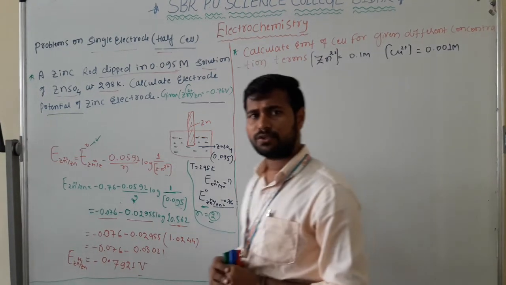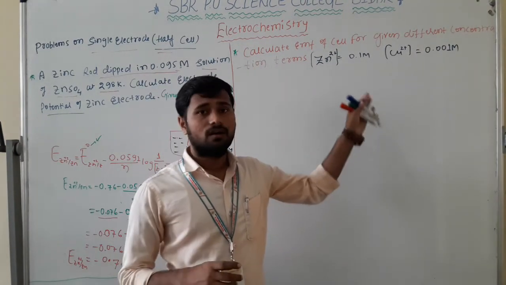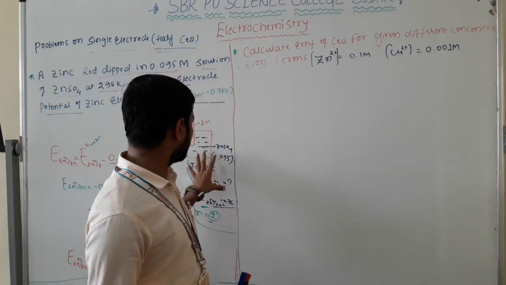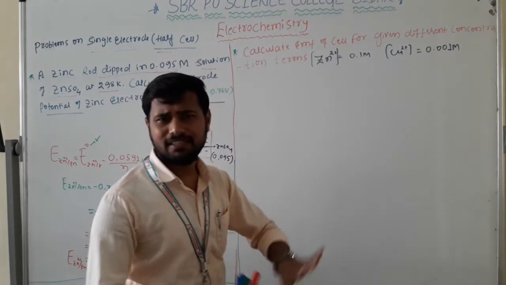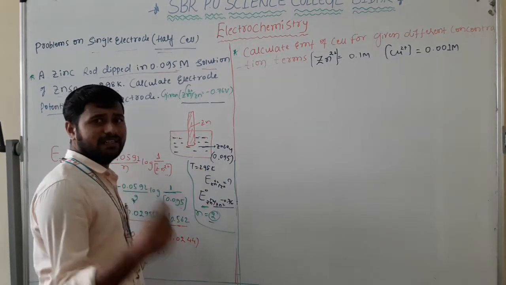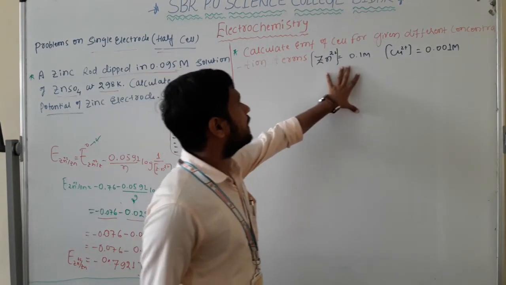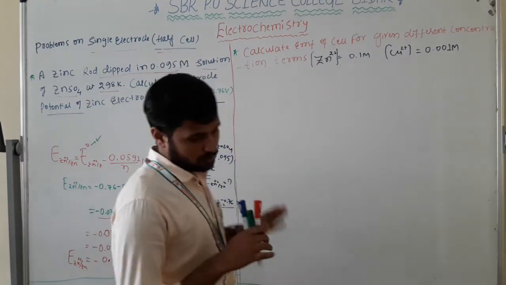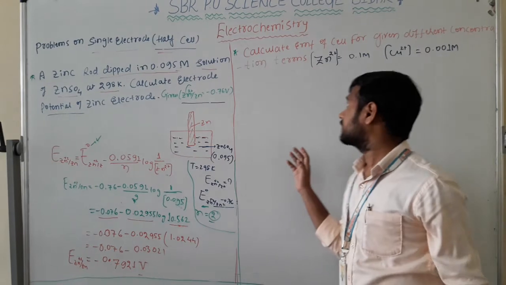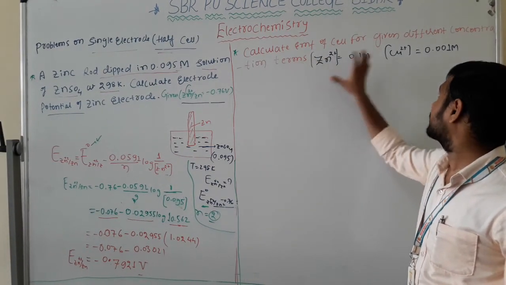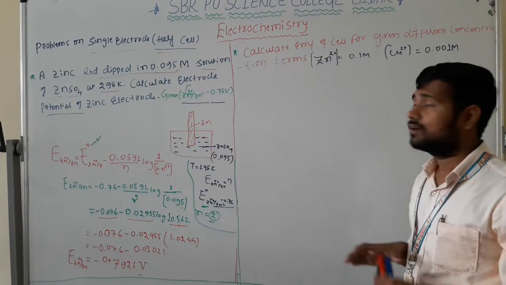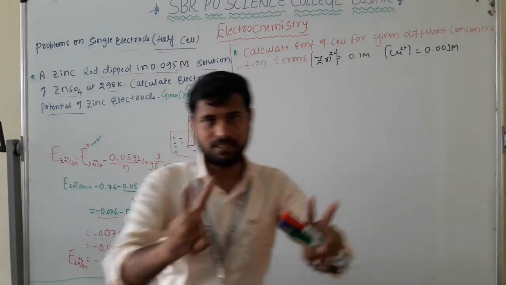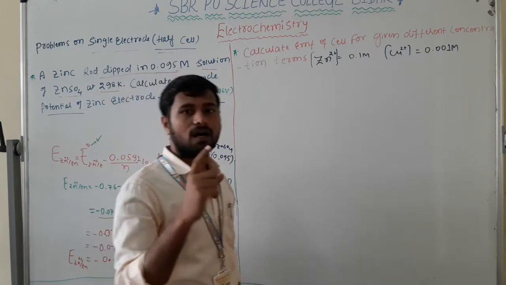Now, if a problem arises on double cells, what will happen when, instead of single cells, he gives double cells? Nothing will happen. Let us take the next problem: calculate the EMF of a cell for given different concentration terms. Suppose two concentration terms are given, nothing but there should be two half cells, and a cell is going to be formed.